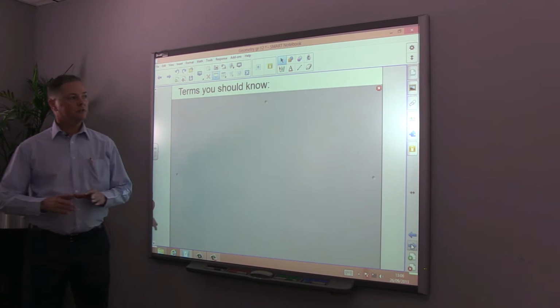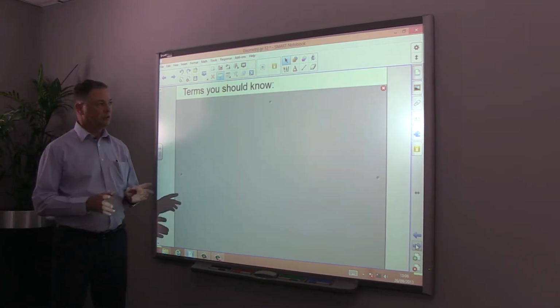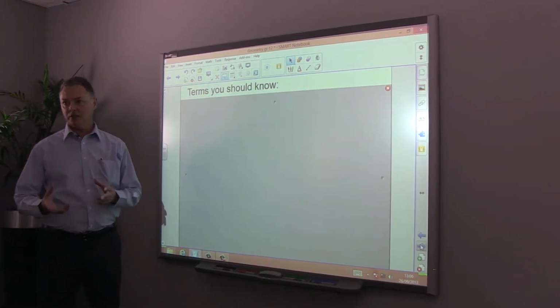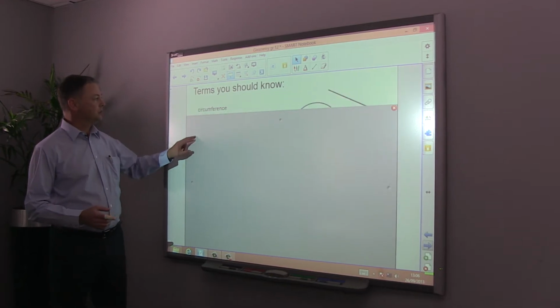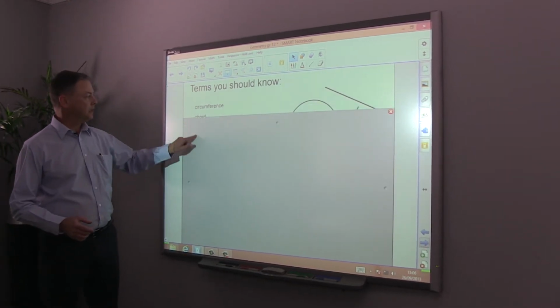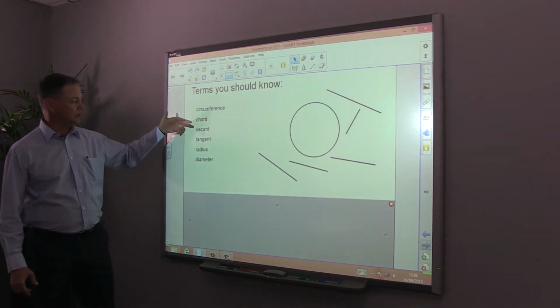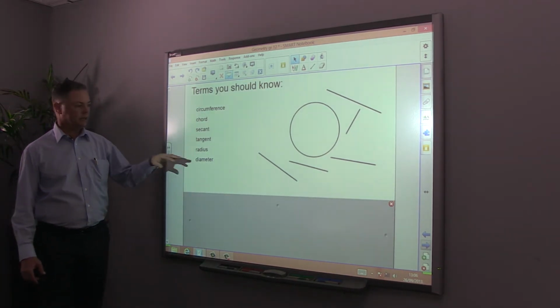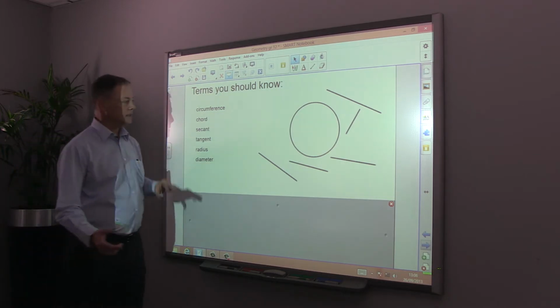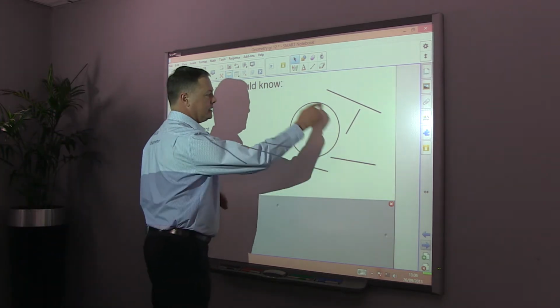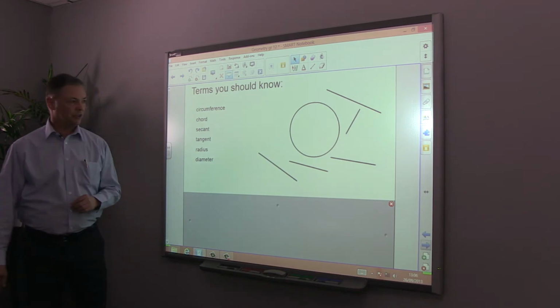Okay, first of all, the things you should know when you're talking about circles are the different terms that we use. I'll just put them down there so you can see them: circumference, chord, secant, tangent, radius, diameter. So circumference is the line that makes up the circle.